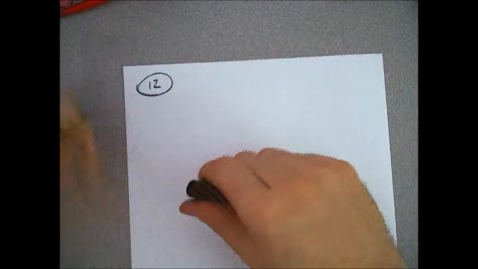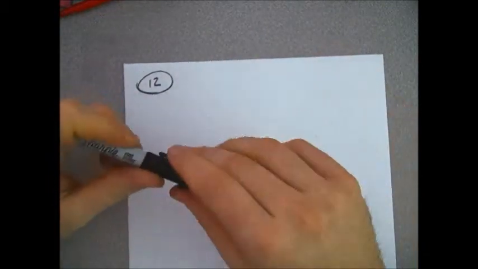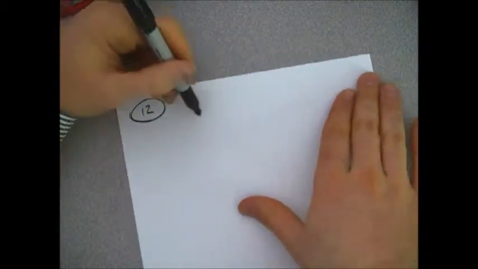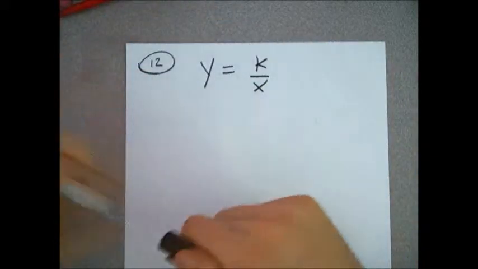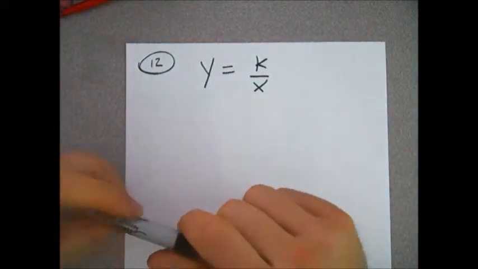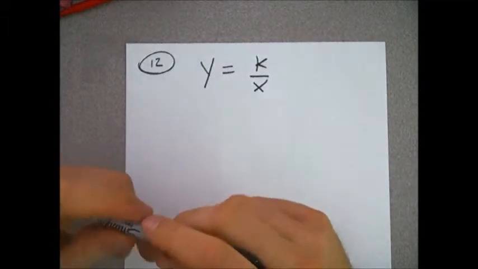It would take less time. If I have fewer people working for me, it's going to take more. So as one thing's going up, the other's going down, and vice versa. So what kind of variation do I have? Inverse. So as soon as you identify that, write the formula. Y equals k over x.